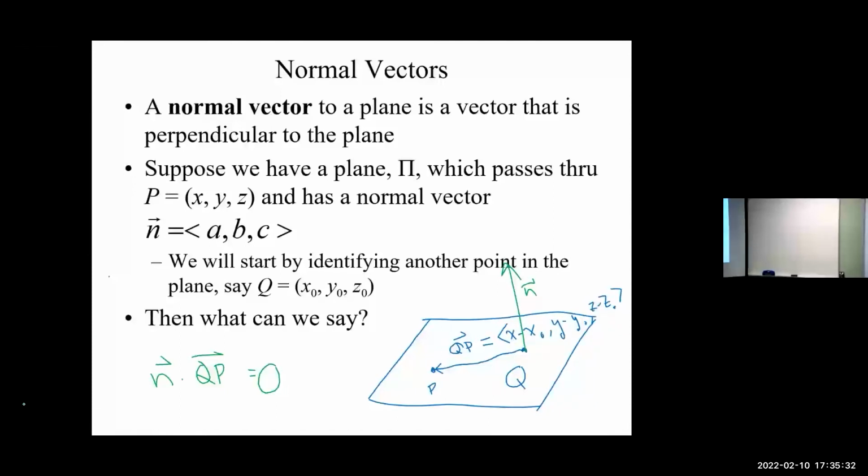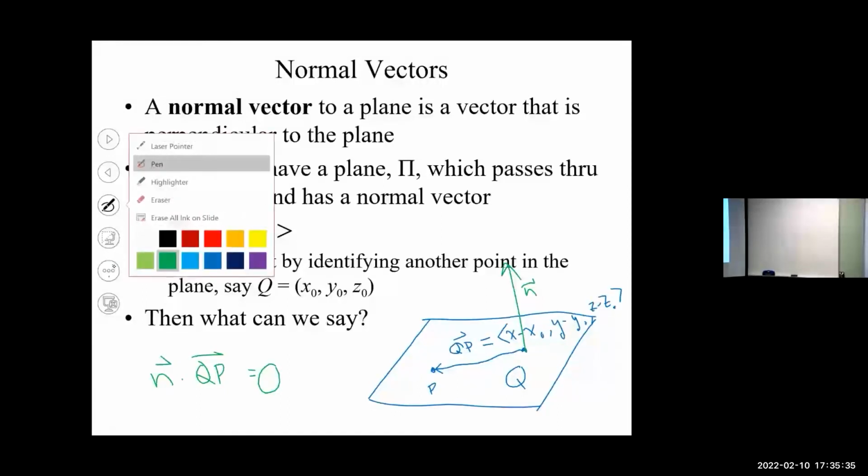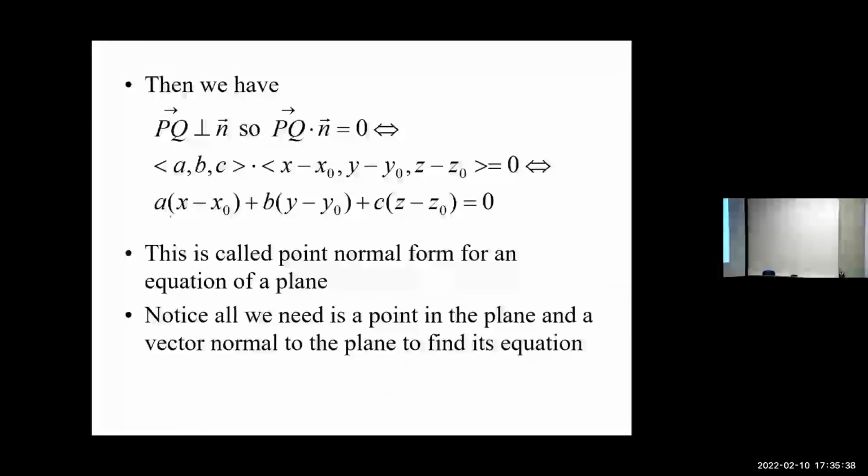Like I said, I think I have it backwards. I think I wrote PQ instead of QP, so sorry about that. But what we do is we dot those two together. We know it's equal to zero, and that gives us this guy right here, which is called the point normal form of a plane. Why is this awesome? Because all we need, let me say that again, all we need to find the formula for a plane is the normal vector and a point in the plane.